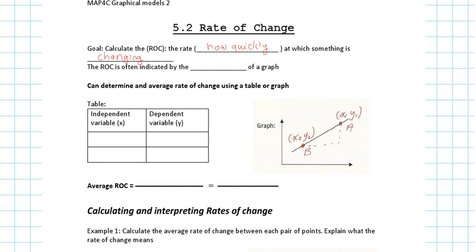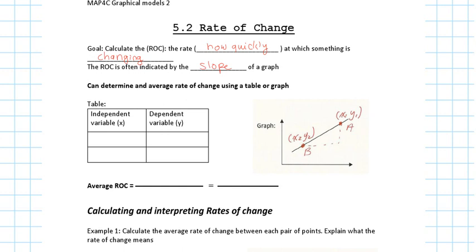Remember how we used to calculate the slope of a line given 2 points? Rise over run. Yeah, rise over run, which is delta y over delta x, right? Which is the difference in y versus the difference in x. Okay? So the slope, which is the ROC, is often indicated by the slope of a graph, right? And the slope of a graph is usually found using delta y over delta x, or the difference in y over the difference in x, or rise over run. You've probably heard one of these at least.